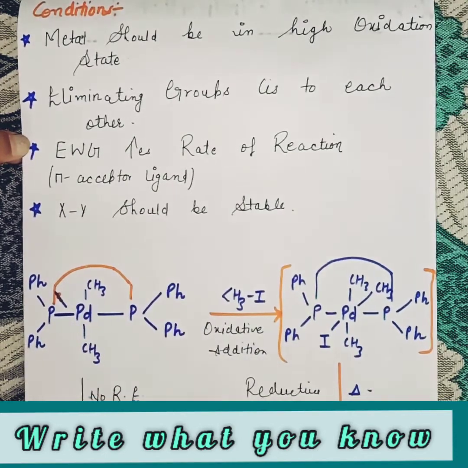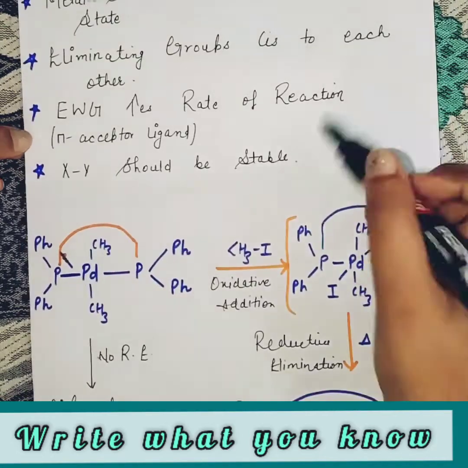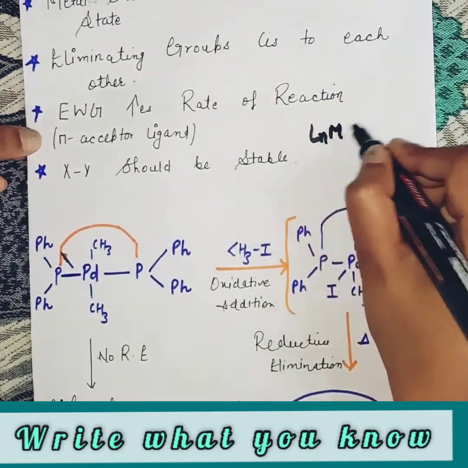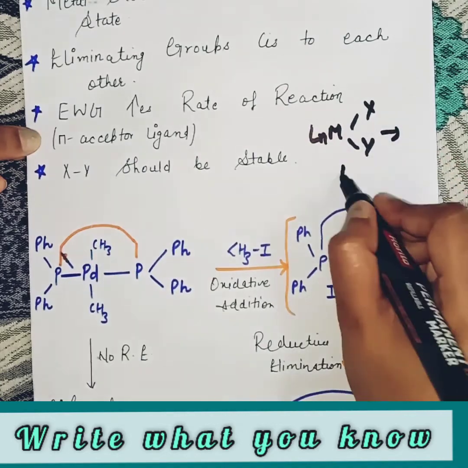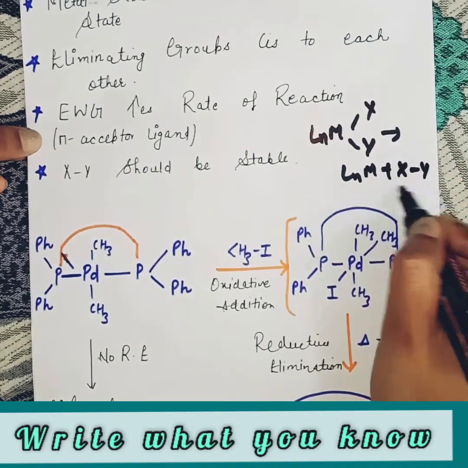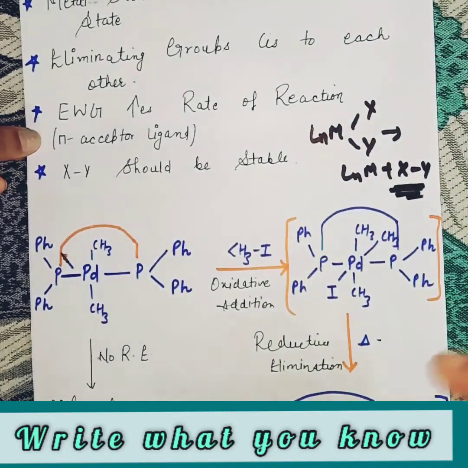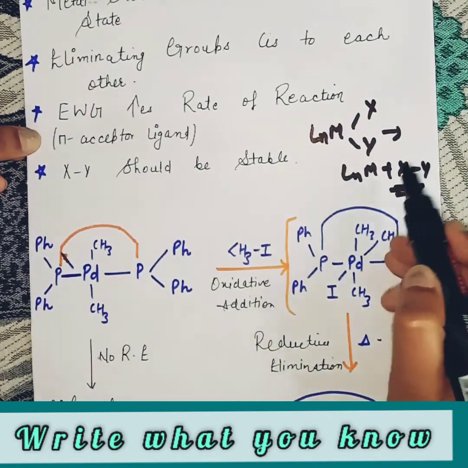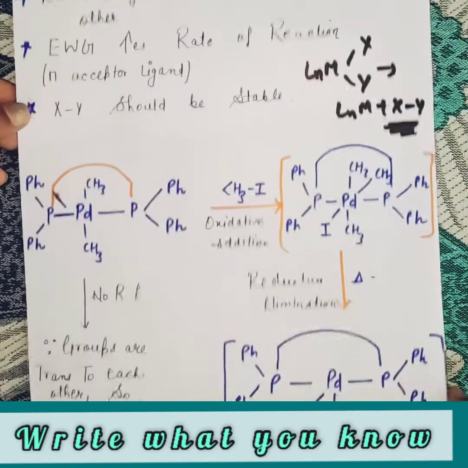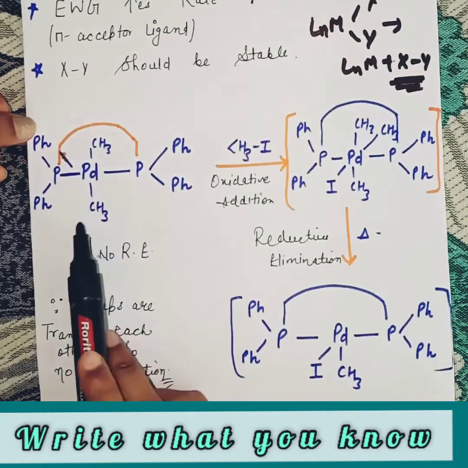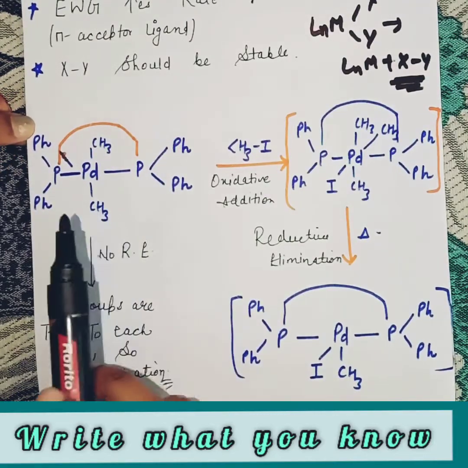The compound that will be removed from this complex, this XY, should be stable. The more stable it is, the faster the rate of the reaction. Look at this example, it's very important, guys.